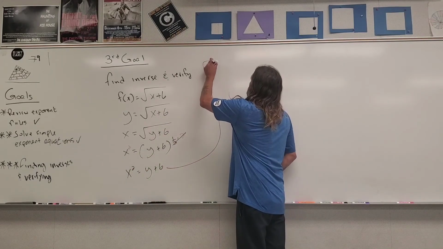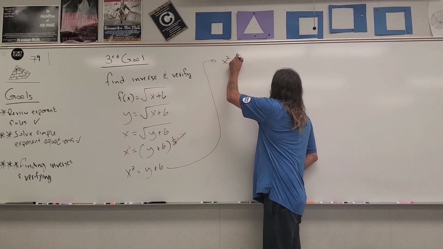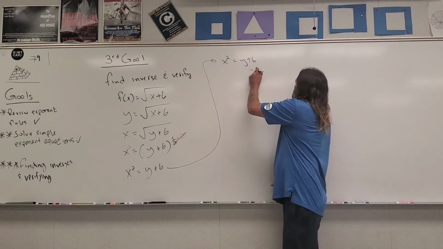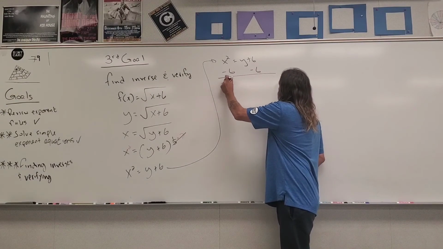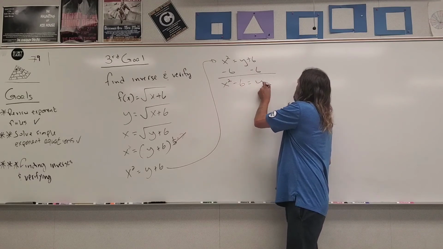Let's bring this up. So I'm going to write it again. You don't have to write it twice. And remember, if I write it, you write it. Now I can isolate that y, so I subtract the 6 from both sides. And now I have x squared minus 6, that's equal to y.